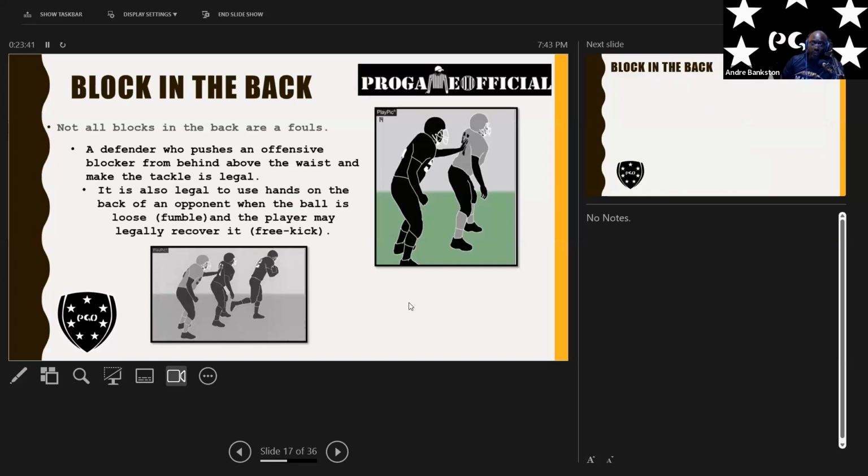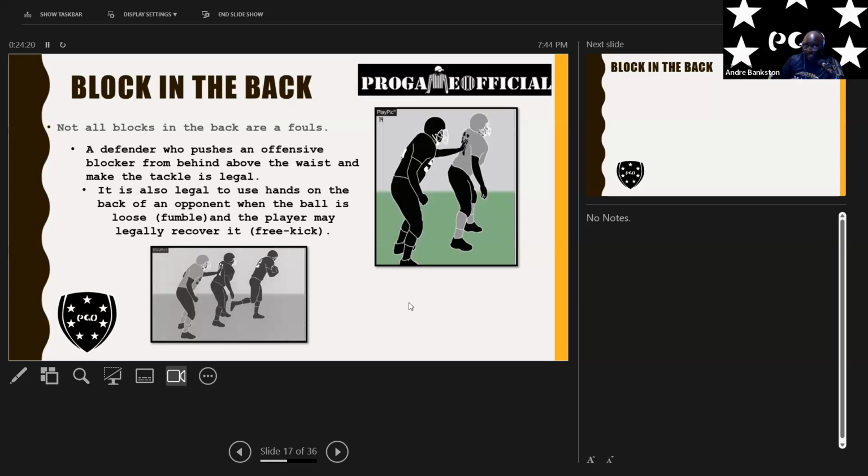It is also legal to use hands on the back of an opponent when the ball is loose or there's a fumble, and a player may legally recover it, like a free kick. So if the ball's on the ground and we're trying to recover the ball, it's all free game. We can push anybody in the back to get to the ball. If the ball is loose on the ground, K can push R in the back, R can push K in the back if they're making a bona fide attempt to recover the ball. If not, it's a foul. If they're trying to recover the ball, it is not a foul.